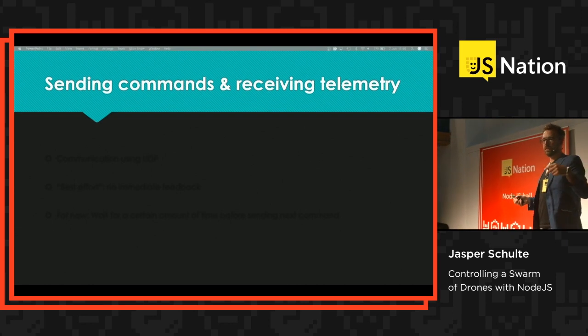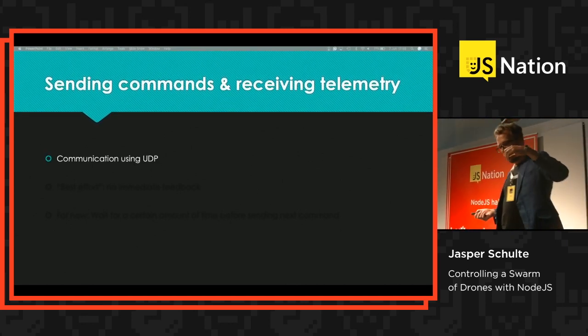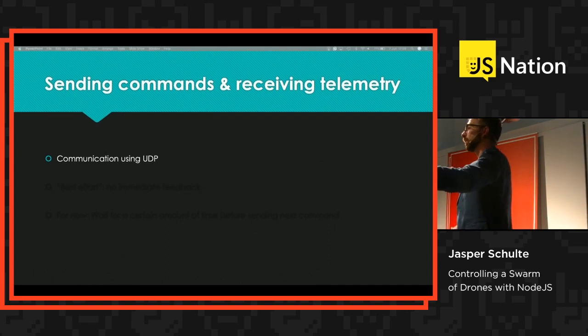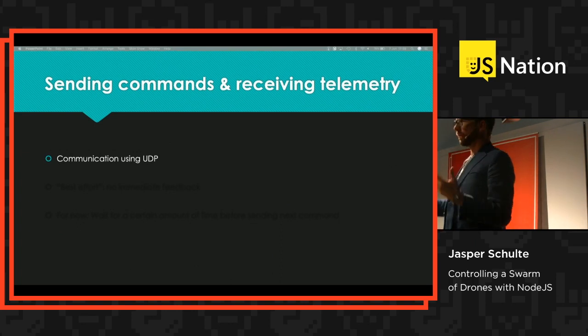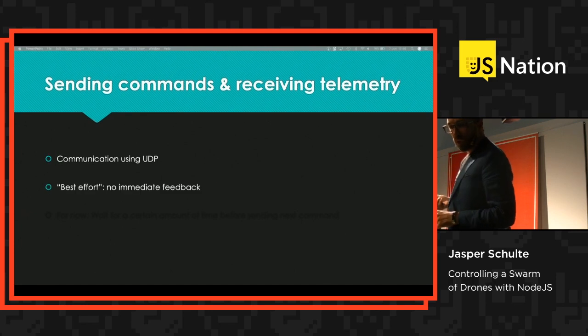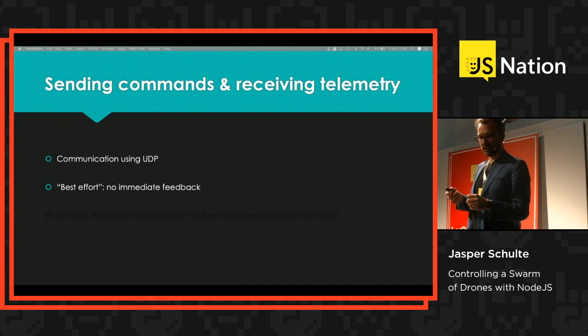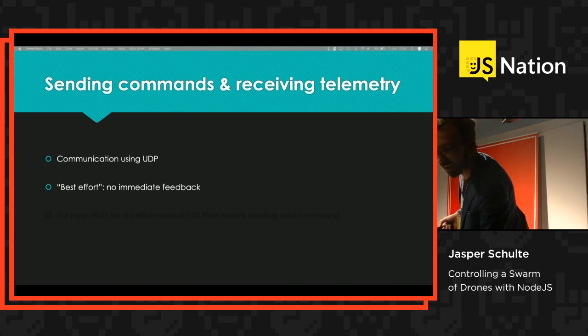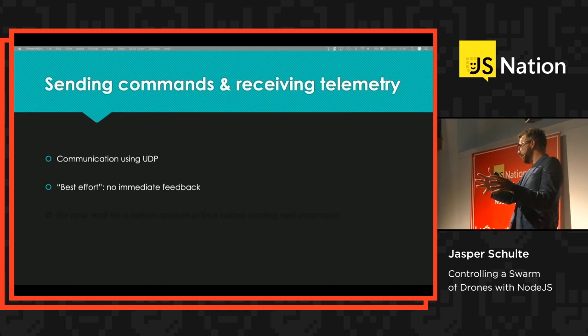Controlling this drone is actually a two-step process. We're going to send commands, and we're going to receive telemetry, because we want to send commands like what the drone needs to do, and we want to know what the drone thinks it is doing at that point. For the communication, I'm not sure if that's a smart move, we're using UDP. So we have TCP and UDP.